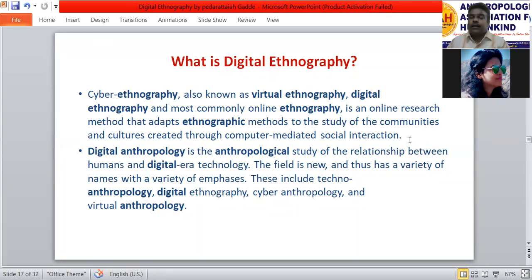Some people call it cyber ethnography, some virtual ethnography, some digital ethnography, and most commonly online ethnography. It is an online research method that adopts ethnographic methods to study the communities and cultures created through computer-mediated social interaction. So we interact with people through digital media or technologies.